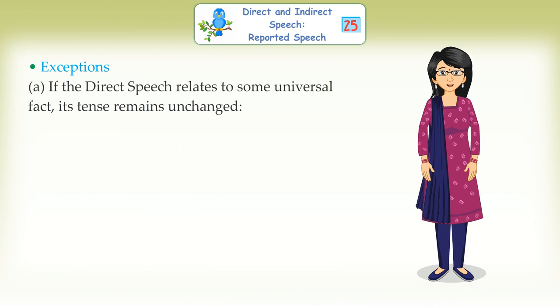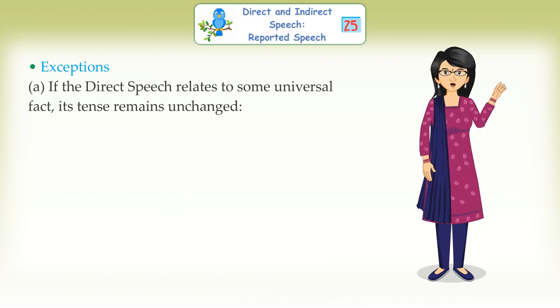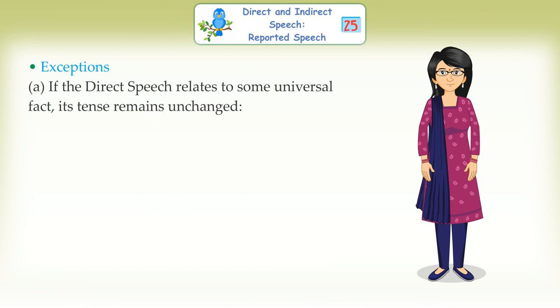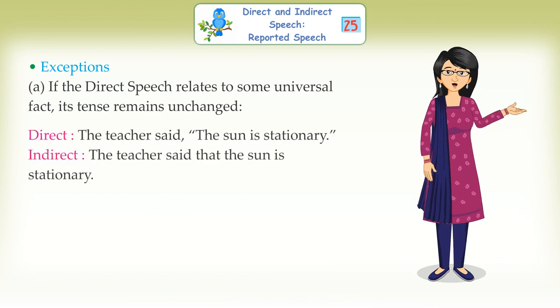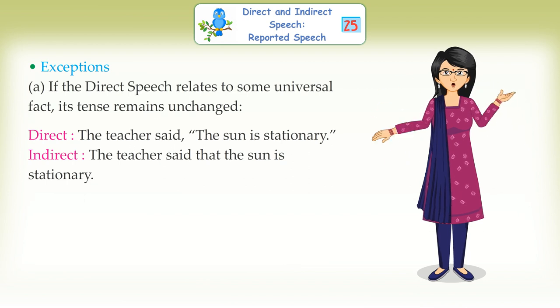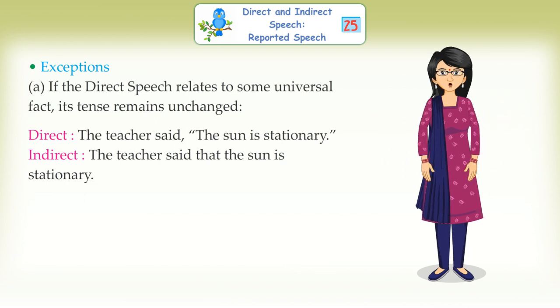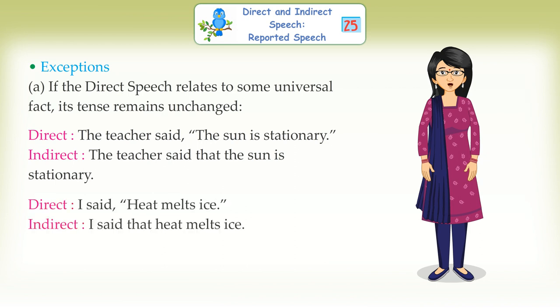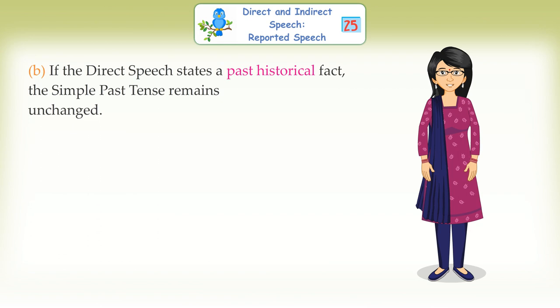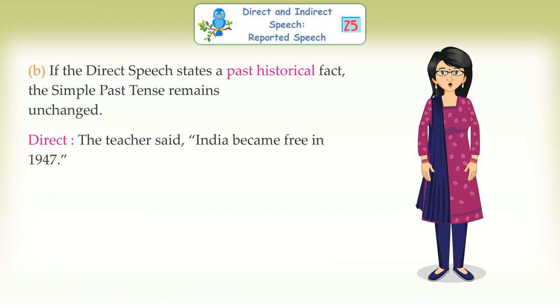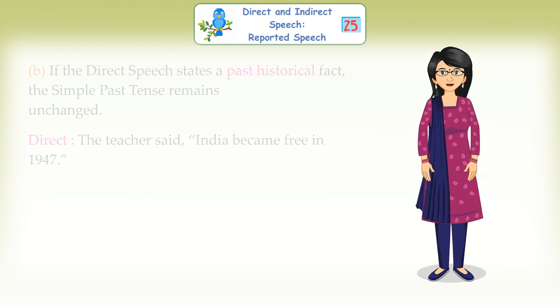Exceptions. If the direct speech relates to some universal fact, its tense remains unchanged. Direct: The teacher said, "The sun is stationary." Indirect: The teacher said that the sun is stationary. Direct: I said, "Heat melts ice." Indirect: I said that heat melts ice. If the direct speech states a past historical fact, the simple past tense remains unchanged. Direct: The teacher said, "India became free in 1947."